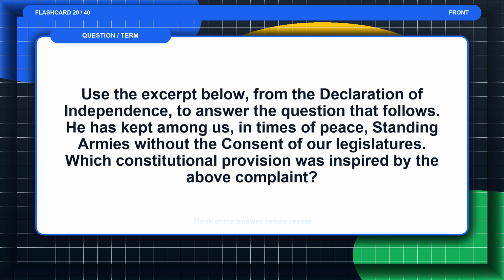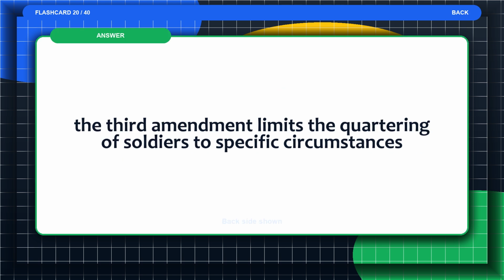Flashcard 20. Use the excerpt below from the Declaration of Independence to answer the question that follows. He has kept among us, in times of peace, standing armies without the consent of our legislatures. Which constitutional provision was inspired by the above complaint? Think of the answer before the reveal. The answer is the Third Amendment limits the quartering of soldiers to specific circumstances.